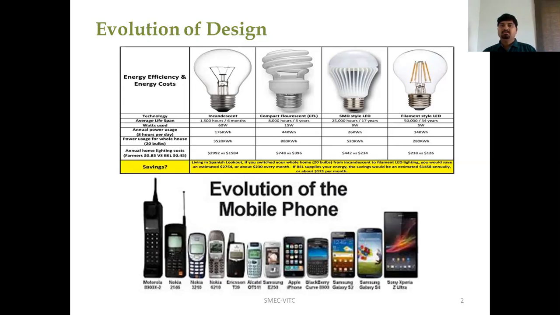These are the modifications and transformations of light bulbs over the recent 40 to 50 years. So the average lifespan is also getting increased. You are able to see incandescent bulbs have 1500 hours, which could be a lifetime of 6 months, and CFL bulbs will have a lifetime of 5 years, and SMD style LED bulbs have around 17 years, and filament style LED bulbs have 34 years. That means technology has made an improvement in the bulb's lifespan.